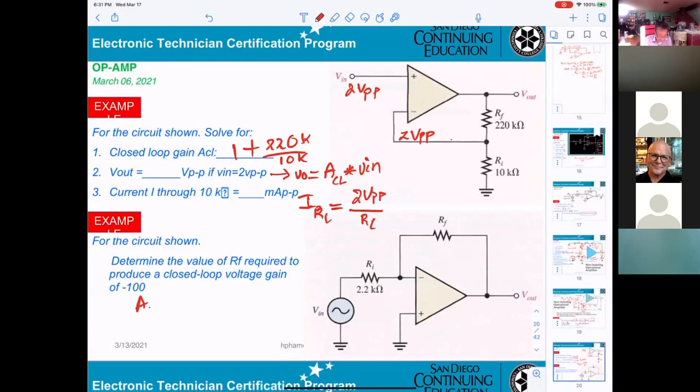And now you know the formula for the gain. ACL equals minus RF over R1, okay? And that will be equal to -100. So now you already get the R1 right here, you are able to calculate the RF. So RF will be equal to R1 times 100. Okay? So 2.2 times 100, whatever you get.